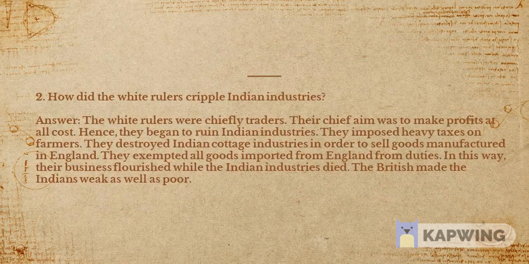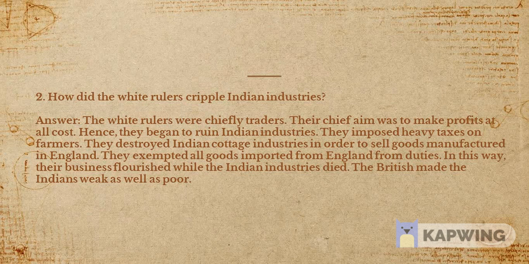Next question, how did the white rulers cripple Indian industries? The answer is, the white rulers were chiefly traders. Their chief aim was to make profit at all cost. Hence, they began to ruin Indian industries.